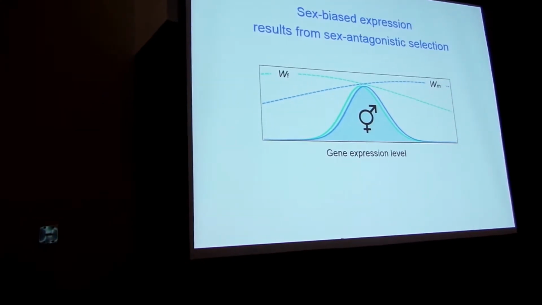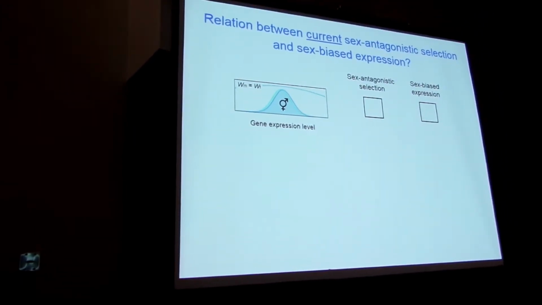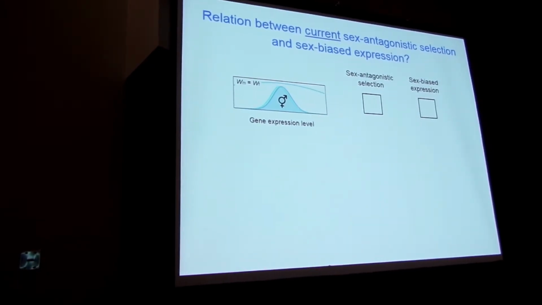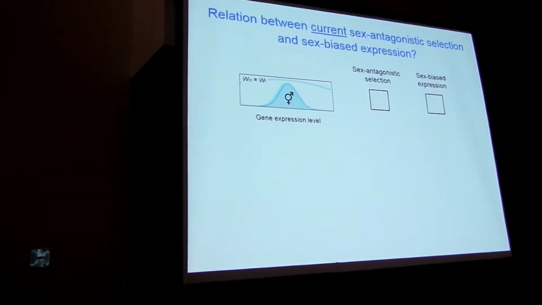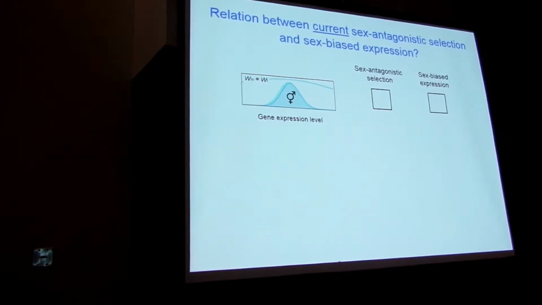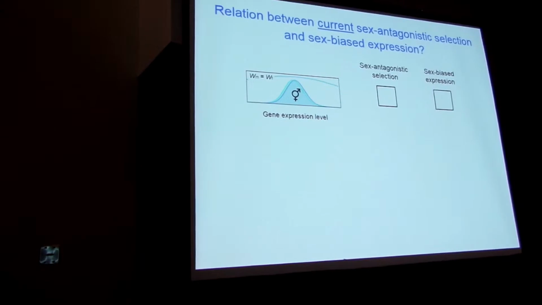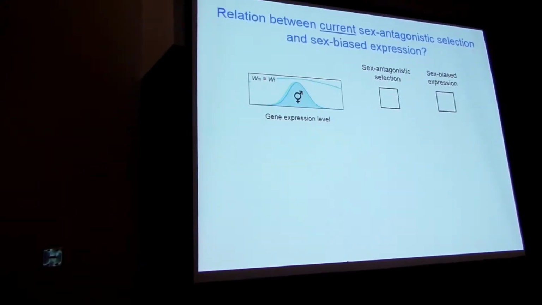divergence in expression. Now there's a question that's been outstanding in the literature for quite a while, which is, what is the relationship between current or ongoing sex-antagonistic selection and sex-biased expression? So if we see genes that are expressed differently in males and females, is that because they've been optimized and they're doing the right thing? Or is there still ongoing selection trying to get differences between them?